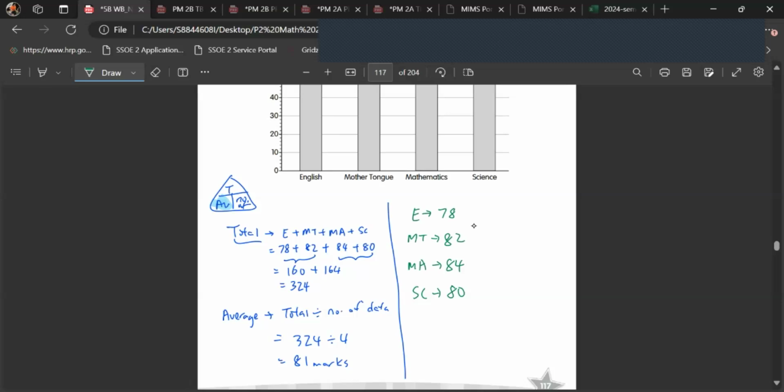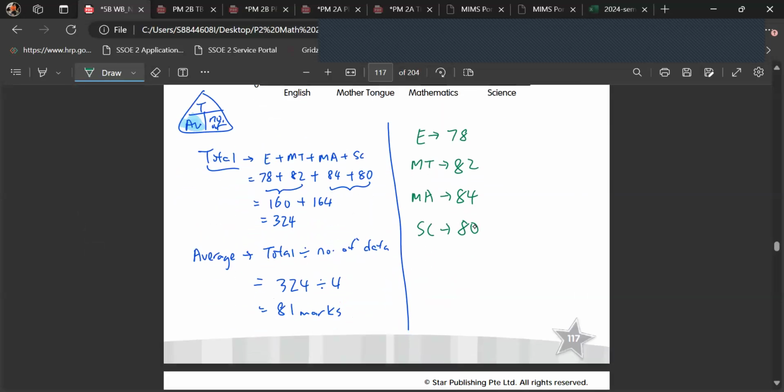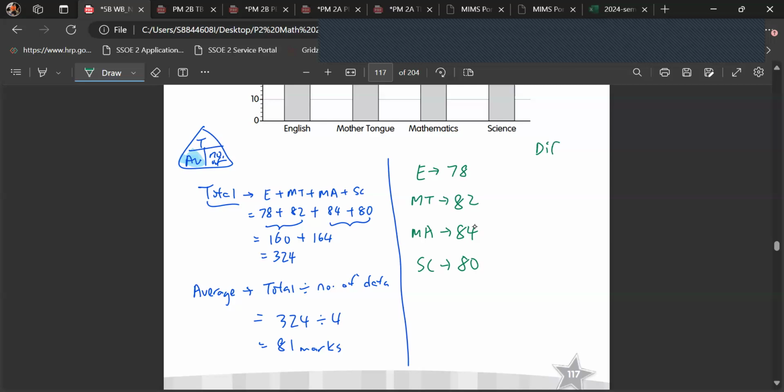Okay, so looking at this, I look for the shortest test and check out their tail. By tails, I mean, look at the difference. Right now, the shortest score is English.